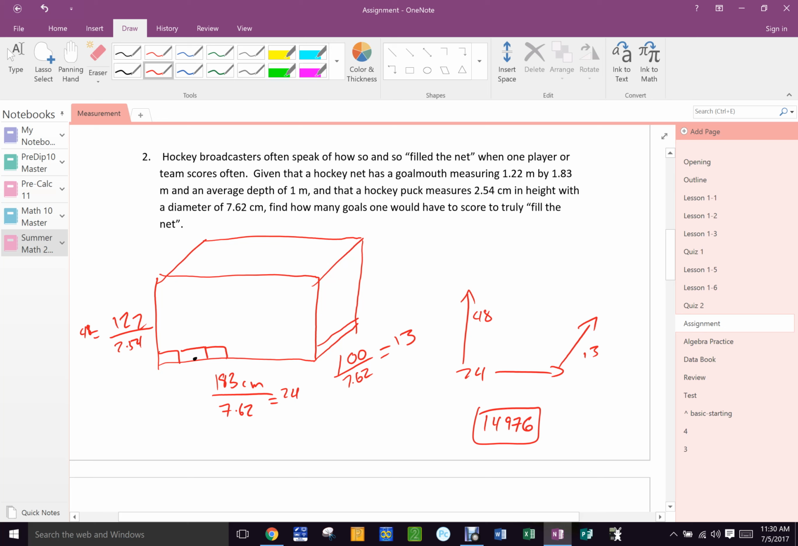Sneaky, huh? That is beyond test question level. I would not even put that on a test. That is the type of thing that math teachers like to do to see who's really, really thinking about things.